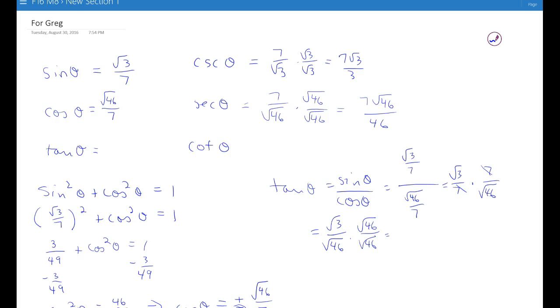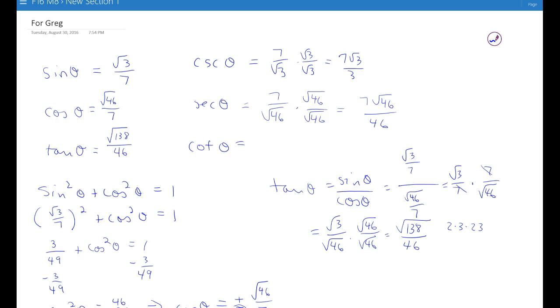So I'm going to have the square root of 138 over 46. And I should at least think about whether that could be simplified inside the radical, but it's 2 times 3 times 23. So that's not going to simplify. So it's going to be square root of 138 over 46.